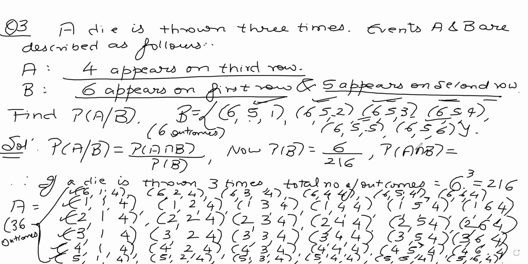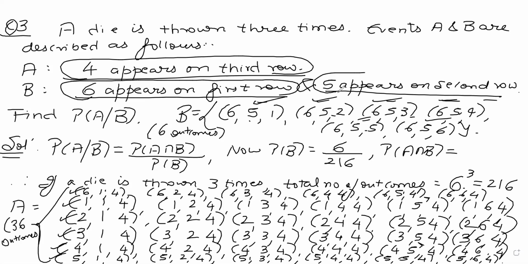Now, how will I read A intersection B? A intersection B means 4 appears on the third row, 6 appears on the first row, and 5 appears on the second row. You can see we only have one case, 6, 5, 4. That means my favorable number of outcomes in A intersection B is 1 upon total number of outcomes, which is still 216.